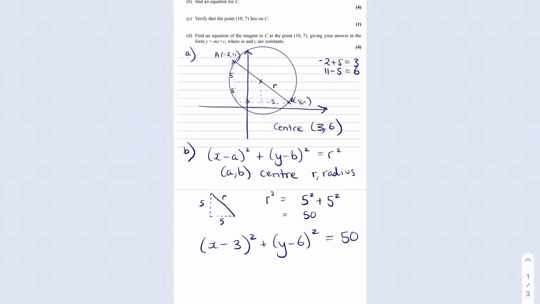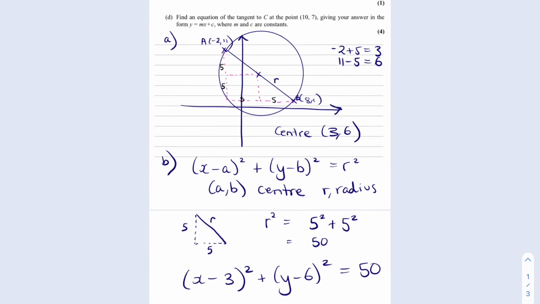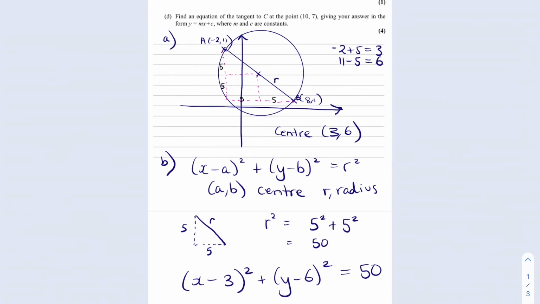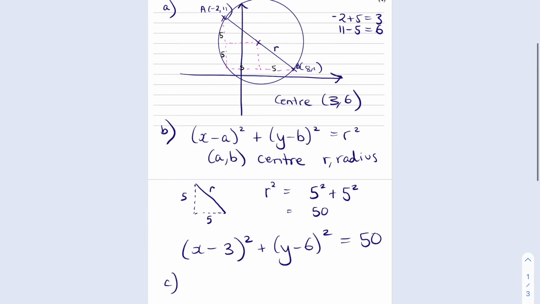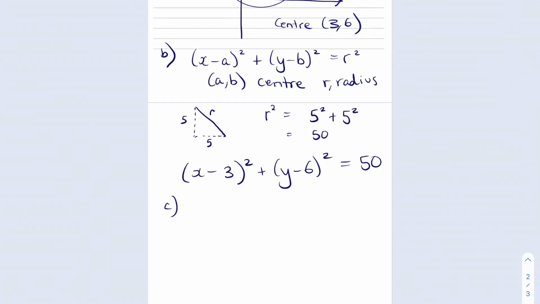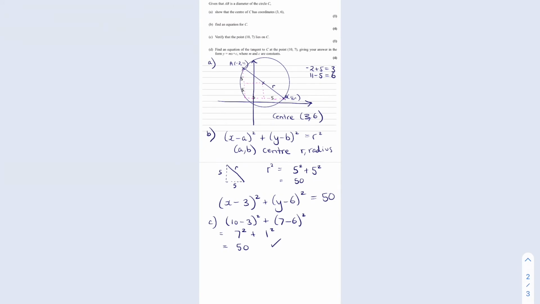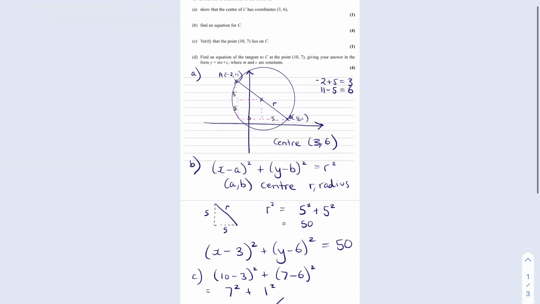So I'm guessing it's going to get slightly harder, although part C is actually quite easy. Verify that the point 10, 7 lies on C. Very, very easy. So I just have to set x equal to 10 and y equal to 7, and hopefully that comes out as 50. So 10 minus 3 squared plus 7 minus 6 squared is 7 squared, so 49 plus 1 squared, plus 1. Yes, it is 50. So it does lie on the circle.